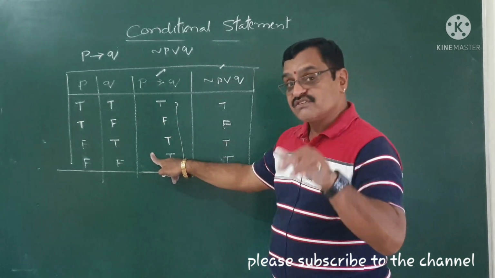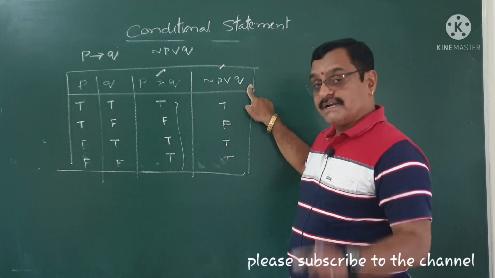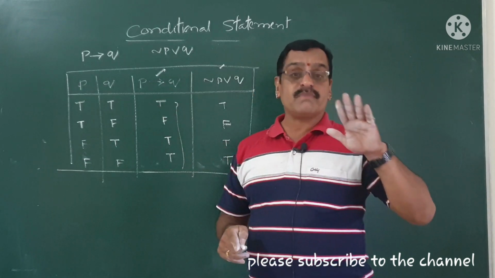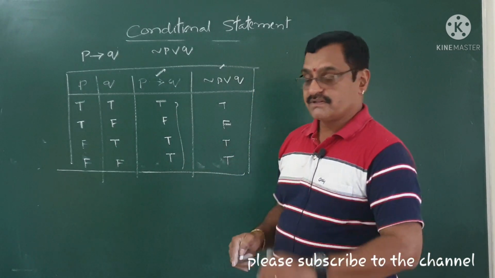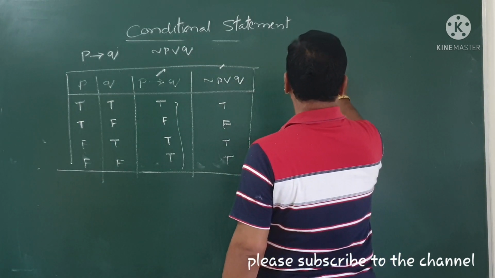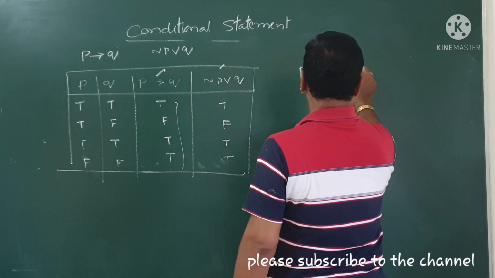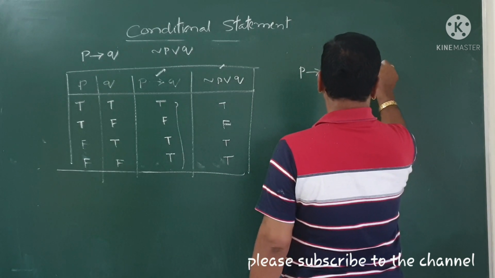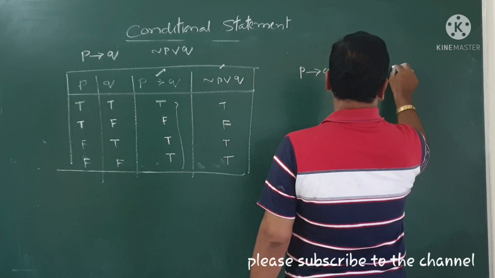So whenever you have ambiguity or a dilemma in deciding the truth value of P implies Q, please take help of this. Definitely, it helps us to take a right decision about P implies Q. So here, P implies Q is equivalent to negation of P or Q.